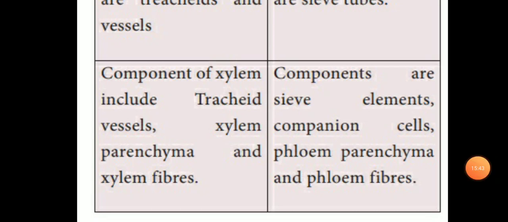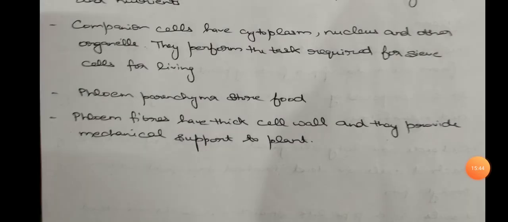Okay students, now the plant tissues are complete. We have discussed the simple and the complex tissues, xylem and phloem also. In the next video we will be starting animal tissues. Let's discuss it in brief.